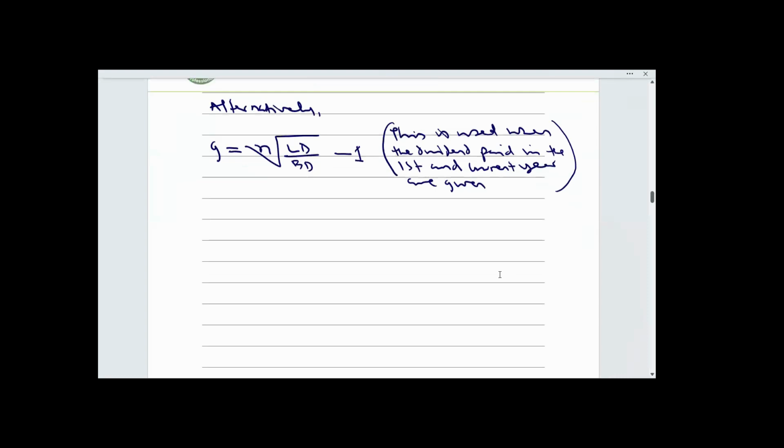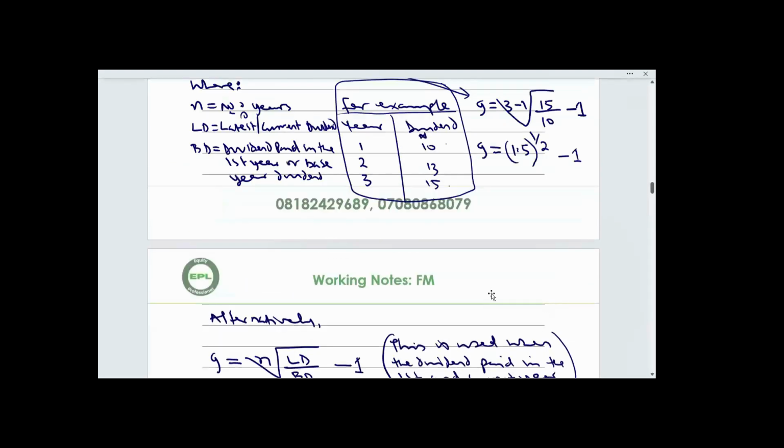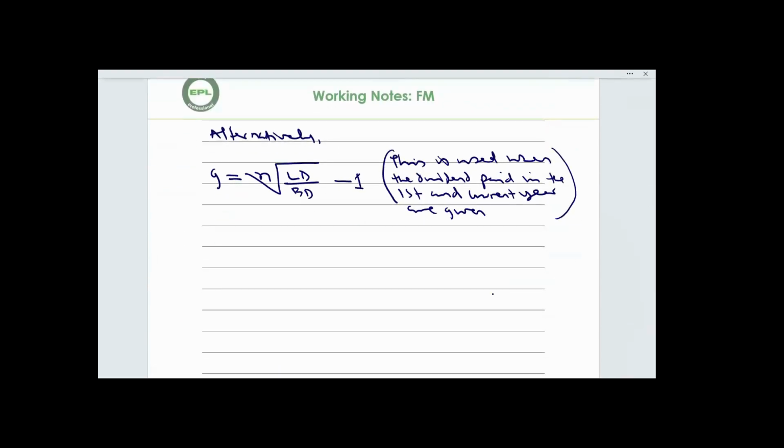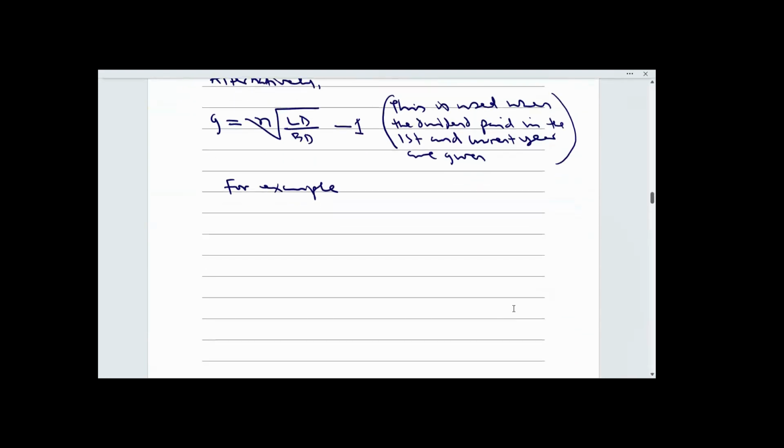Now, in this, say for example, it's the same letters. I've already defined the variables N, LD, then BD. I've defined that. So for example, you may be told that the dividend paid in the first year, the dividend paid 5 years ago, is 10 naira.